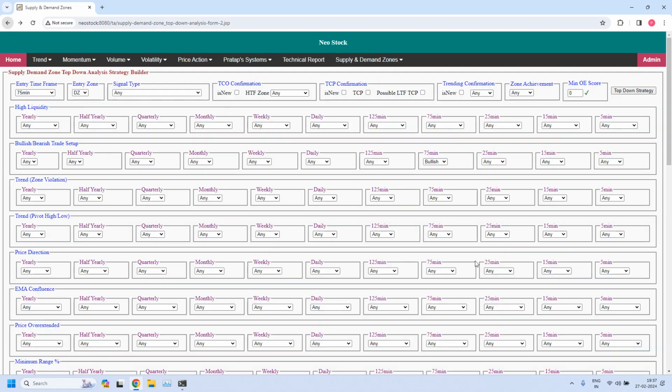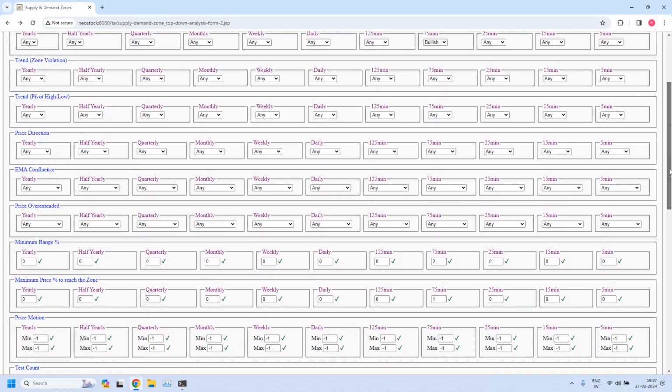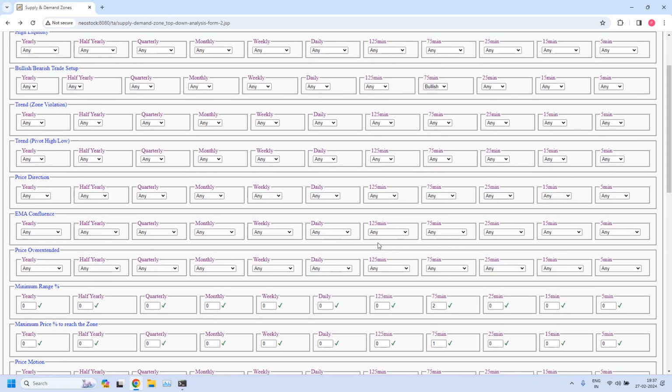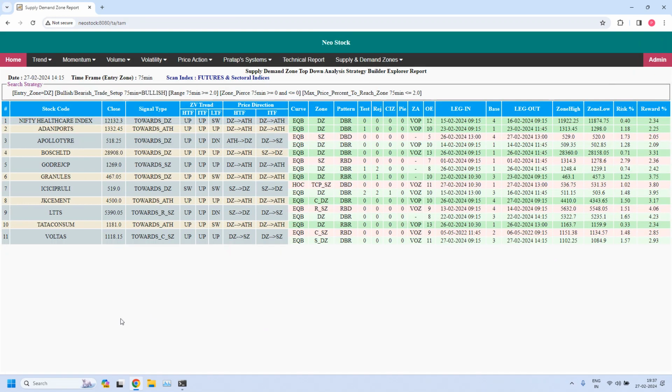Okay, let me go back. Now we will increase to 2%. Within 2% near the zone, the maximum price percent at 75 minutes, I am setting the value to 2. Now 11 stocks are there within 2%. So a good number of stocks.